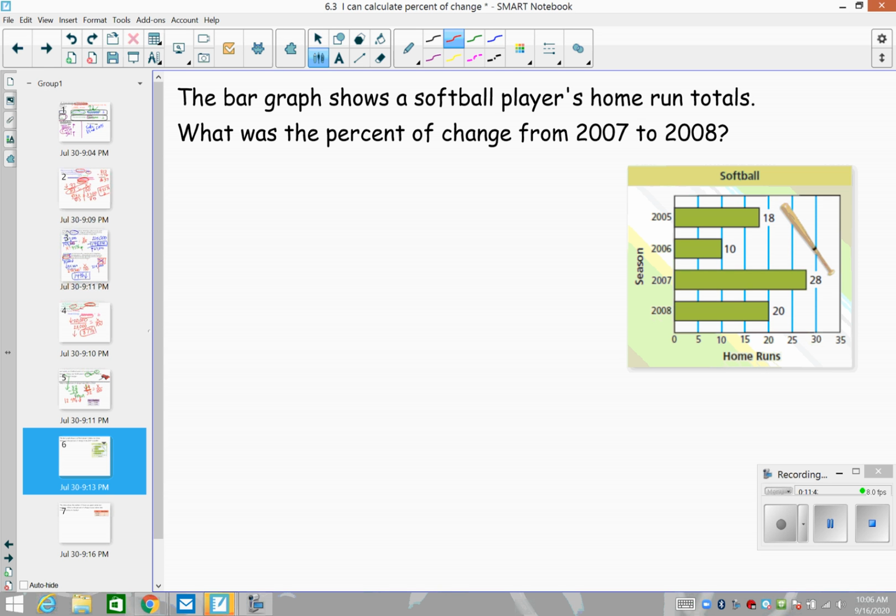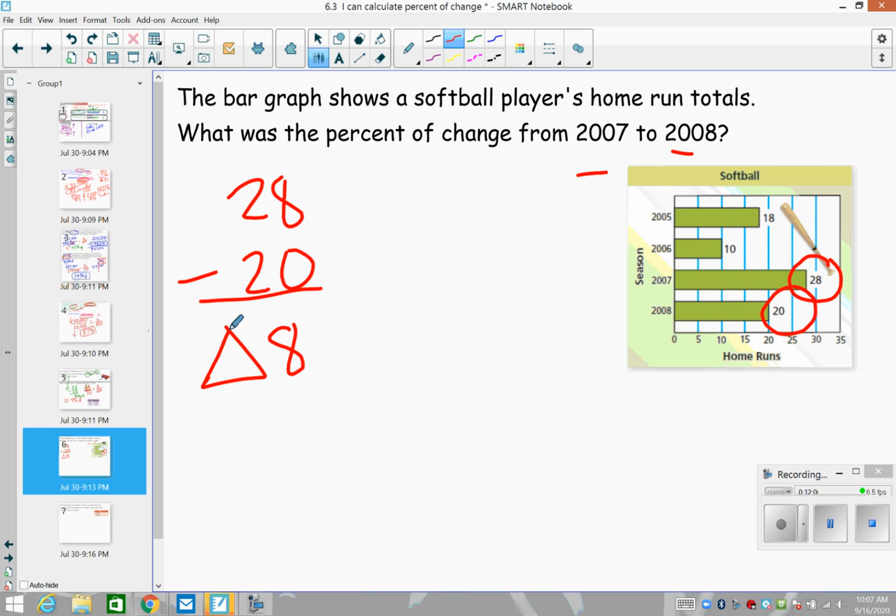The bar graph shows the softball players' home run totals. What percent of change occurred from 2007 to 2008? So 2007, we had 28 home runs. 2008, we had 20 home runs. 8 is the change. The change is 8. Again, that's the symbol we use in math for change. Did we increase or decrease over the course of time from 2007 to 2008? Decrease of home runs. So that would not be good for our softball player.